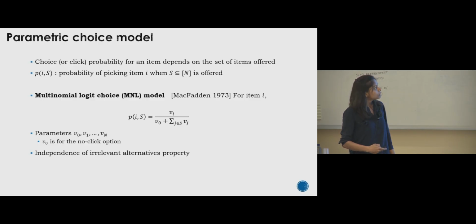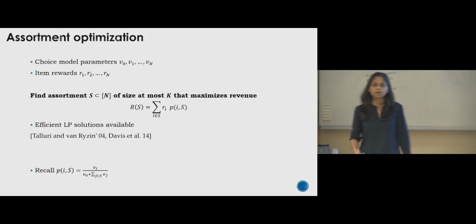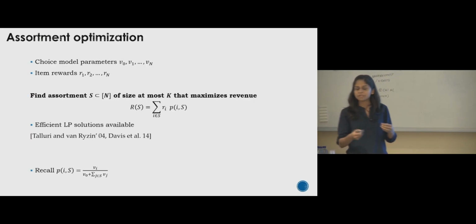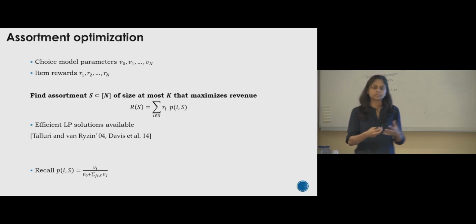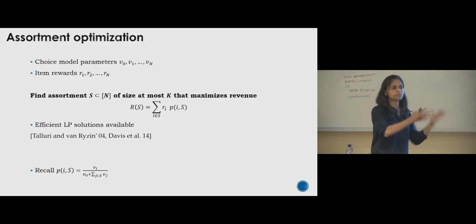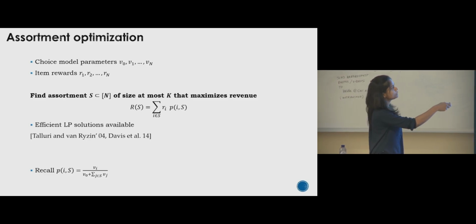Now, what is the assortment optimization problem? Imagine that each item, in addition to having a probability of being clicked, also has a revenue associated with it. For example, how much money you'll get if the customer buys that product. You have these rewards associated, and you have these parameters.